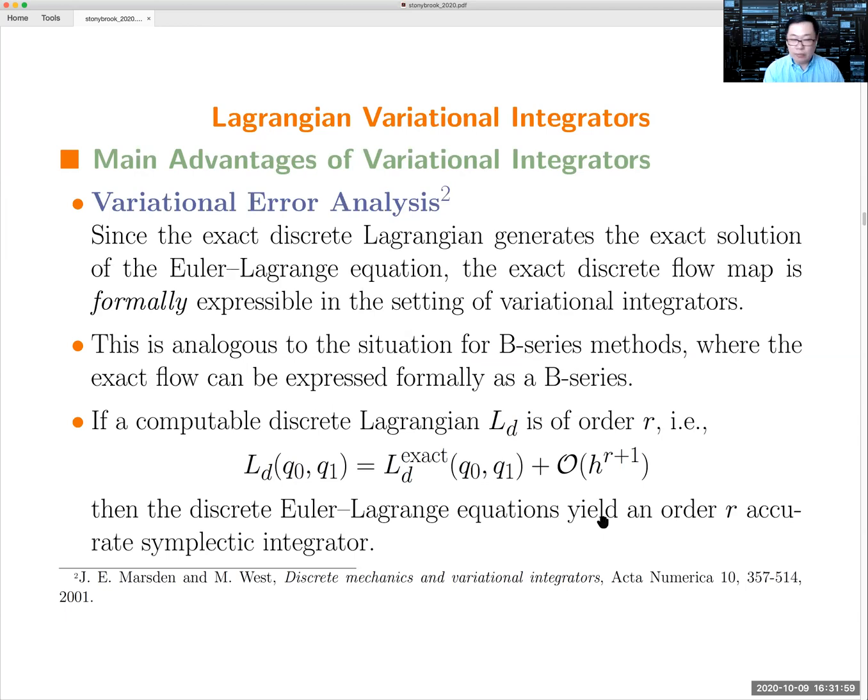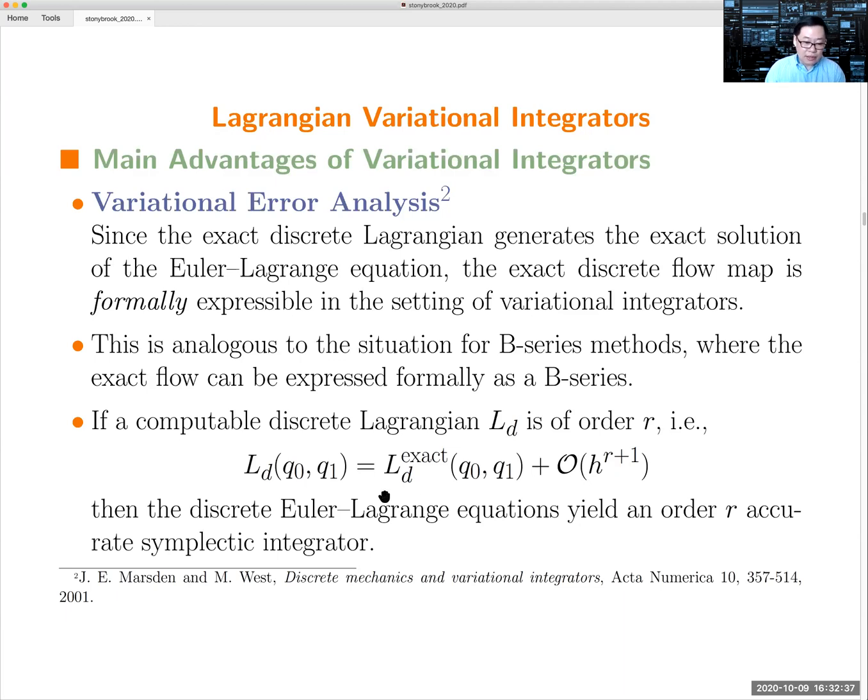So that's oftentimes very tedious. And so one of the nice things about variational integrators is that instead of analyzing the numerical method directly, you can analyze the properties of the discrete Lagrangian. The discrete Lagrangian, of course, is the scalar valued function. And if you compare this scalar valued discrete Lagrangian to the exact discrete Lagrangian, and you can show that, as functions of h, it approximates the exact discrete Lagrangian to a certain order of accuracy, then the corresponding variational integrator will have the same order of accuracy.